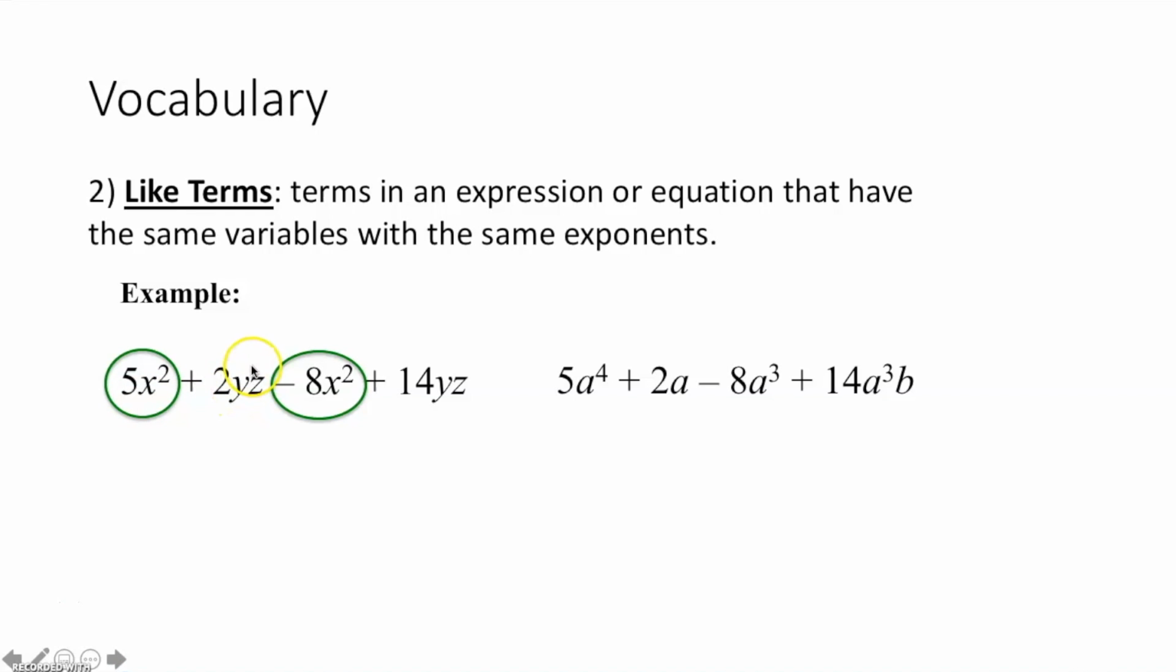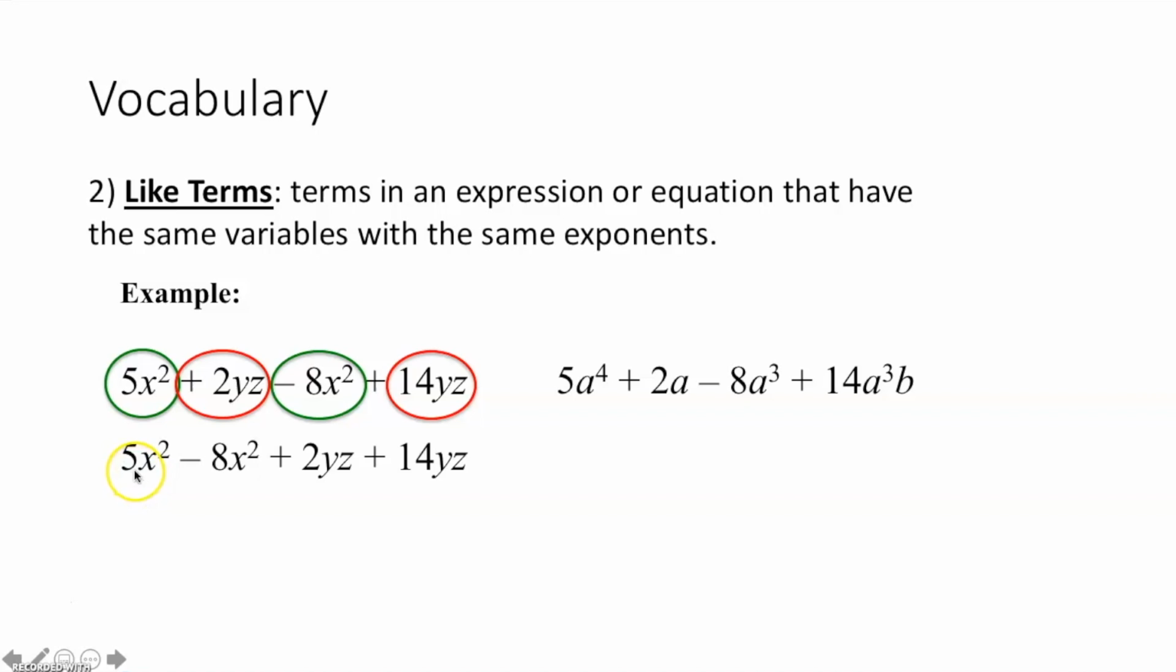And since this is y to the first and z to the first, these would be considered like terms as well. Now, how would you simplify this? You need to use the commutative property. Rewrite this so that these two terms are next to each other. Now that these two terms are next to each other, we can simplify.